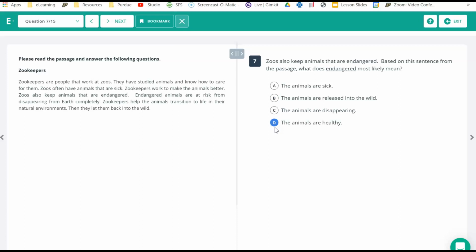Number 7. Zoos also keep animals that are endangered. Well, I see endangered has a prefix, en, and that means in. So endangered means that the animal is in danger. Let's look back and see if we can find any more information. Endangered animals are at risk of disappearing from Earth completely. So that must mean that endangered means disappearing. So let's see if any of these match. The animals are sick. The animals are released into the wild. The animals are disappearing. Choose C.